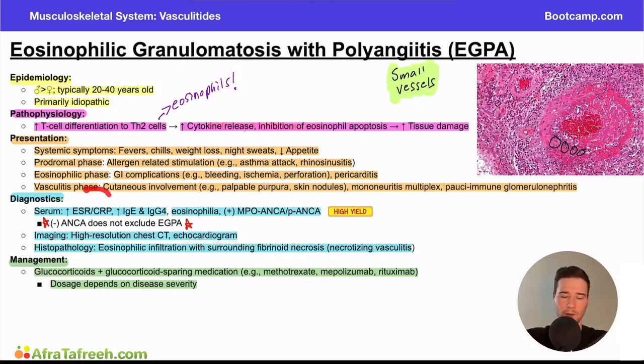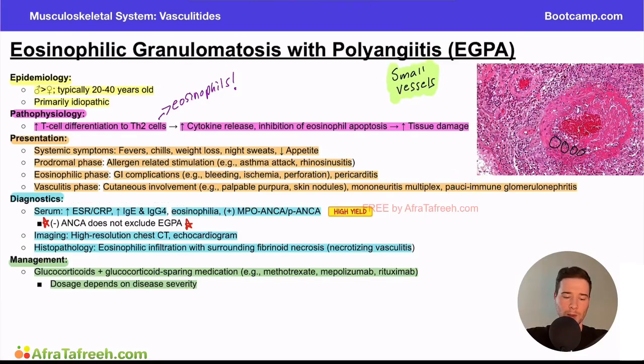Diagnostics here, you're going to have elevated inflammatory markers, elevated IgE and IgG4, in addition to some eosinophilia, and likely a P-ANCA, although note, as I've said, a negative P-ANCA does not exclude this diagnosis. When we talk about imaging here, you're going to look at other organs that could be involved, and the histopathology is going to show the eosinophilic infiltration with necrotizing vasculitis.